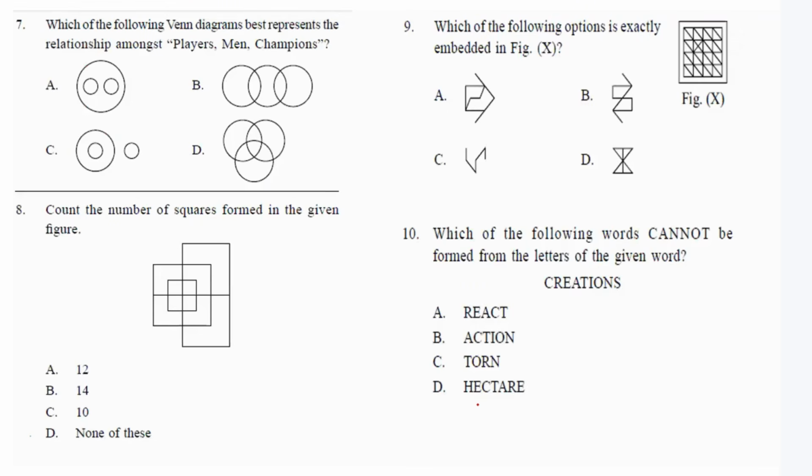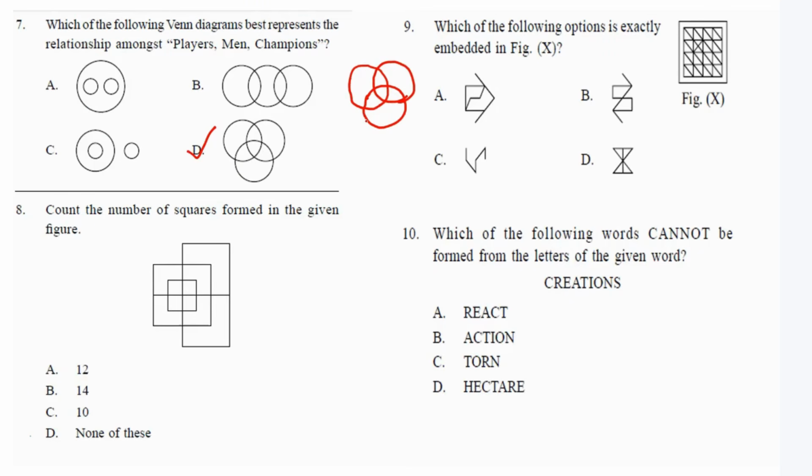Coming to question number 7. Which of the following Venn diagrams best represent the relationship amongst player, men, and champions? So if we have to draw the Venn diagram here, so let's draw a circle. So amongst the men, some are the players and amongst the players, some are the champions, right? So if you see, this figure will resemble option number D, right? So we have to draw a relationship like this.